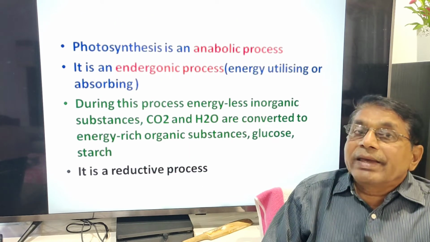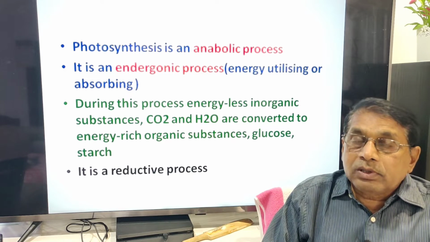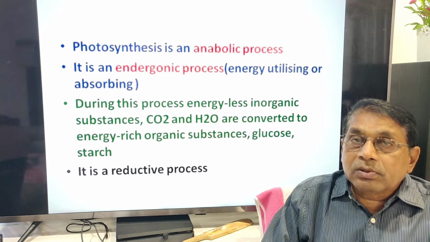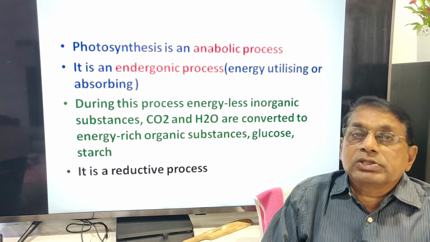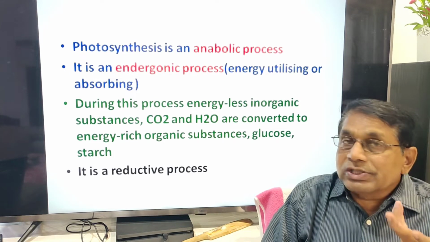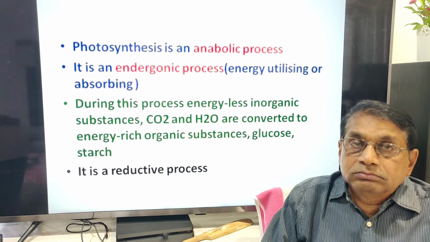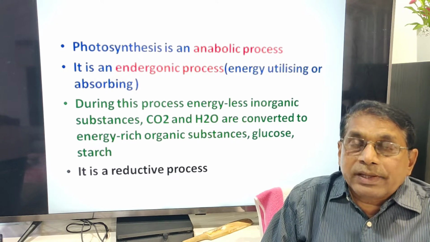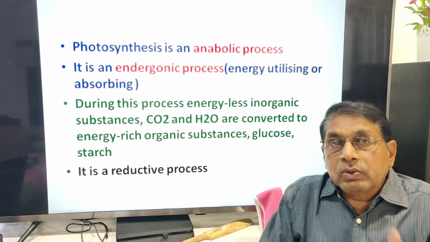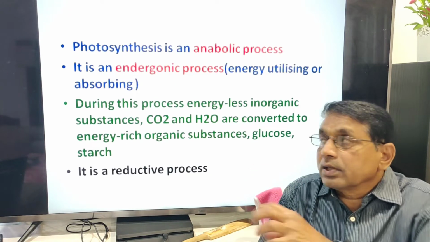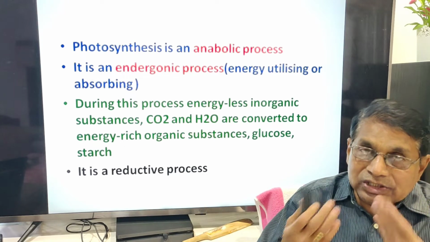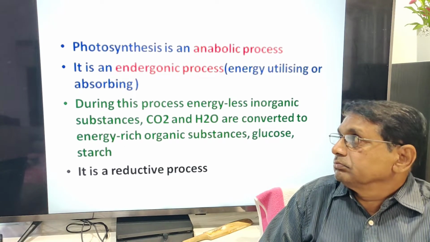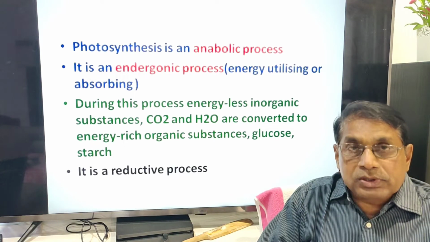Photosynthesis is an anabolic process. You know, metabolic process, two types: anabolism, catabolism. Constructive process is anabolism, destructive process is catabolism. It is anabolism. Simple carbon dioxide and water are converted to complex organic carbohydrate. It is an endergonic process, energy utilizing process, energy absorbing process.